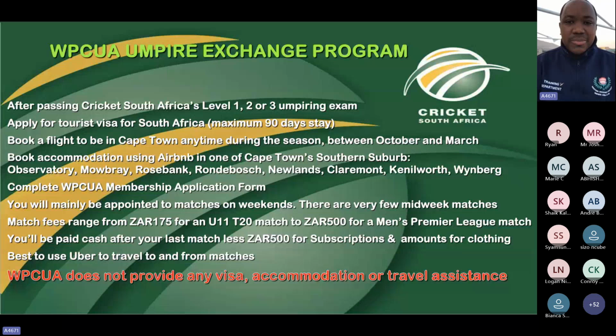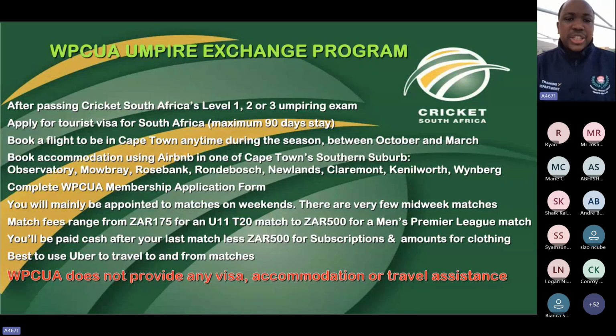Once you have passed your level 1 course, you can apply for a tourist visa to come to South Africa. It's a maximum stay of 90 days. You need to book flights yourself to Cape Town anytime during the season, starting in October. That's the club cricket season, and ending in March. There is a 3-week period from the 16th of December until around the 7th of January when there are no club cricket matches. We break for Christmas and New Year's.